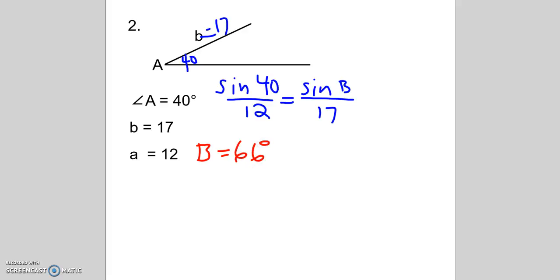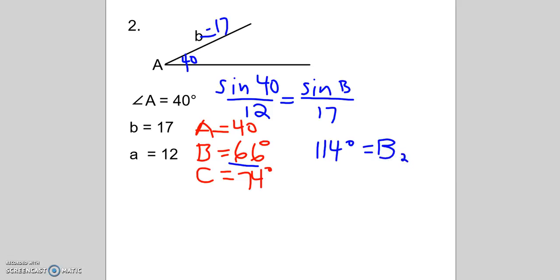Okay, so from there we can figure out the third angle. We already know that A equals 40 from our given information, and then let's figure out what C equals. We know that's going to be 74 degrees. Once we get to this point, we need to stop and check if there's another triangle that could exist, and the way we're going to do that is see if the supplement of the angle that we solved for, so angle B, is small enough so that another triangle could exist. So we're going to find the supplement of B, which we know would be 114 degrees. So let's say that equals B2.